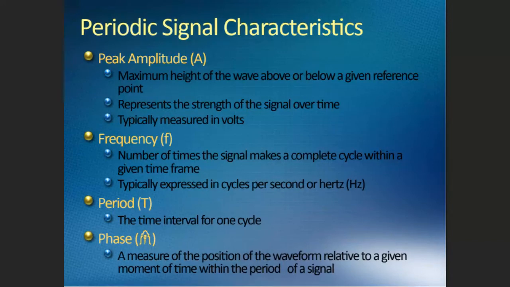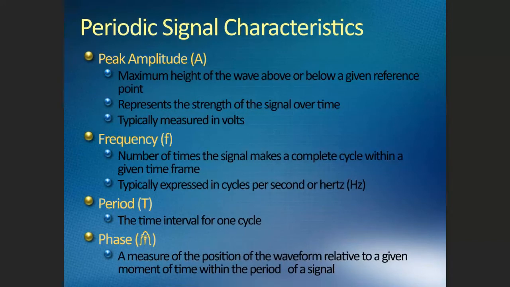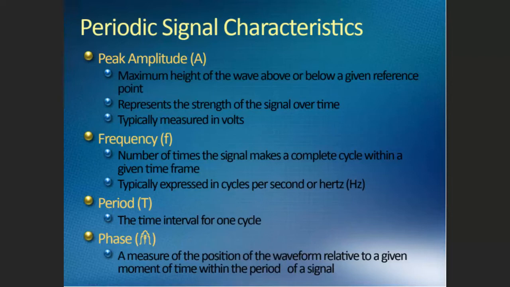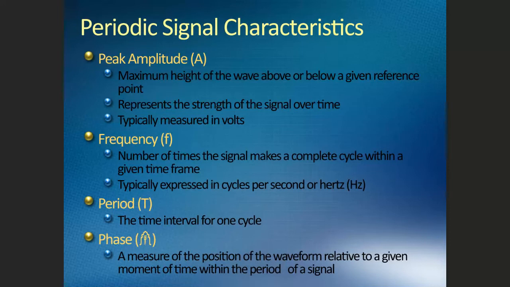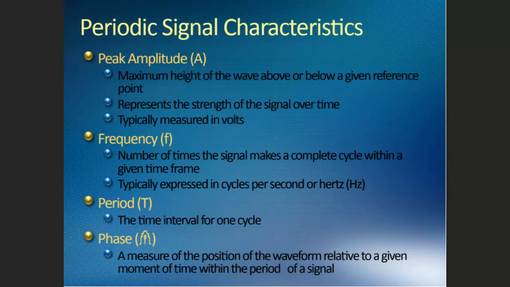The frequency, we already said that frequency is 1 over period. In other words, it is the number of complete cycles per second. Frequency is the number of times the signal makes a complete cycle within a given time frame. In other words, the number of complete signals or cycles in 1 second is the frequency. It is expressed in cycles per second. As our colleague here said, it is hertz. The unit for frequency is hertz.